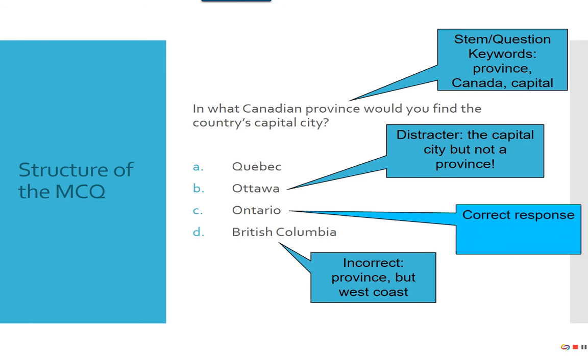Then you'll be looking at the answers. Now some answers are obviously wrong. For example, in this question, I likely know that British Columbia is way off track. It is a province, but it's really far from where the capital city is. You also will see distractors. In this question, Ottawa is a distractor. It is the capital city, but it doesn't answer the question, the province that contains the capital city. And this will leave me with two likely possibilities, Quebec and Ontario. And hopefully I'll know that Ontario in this case is the correct answer.